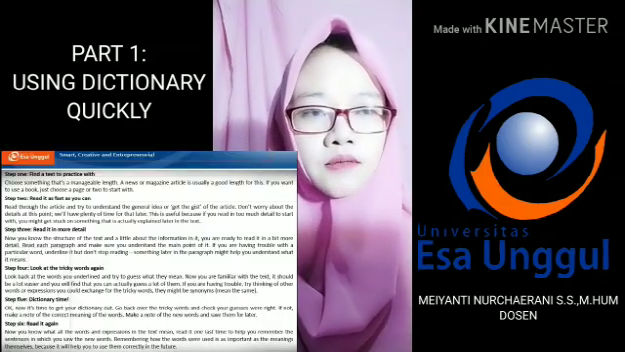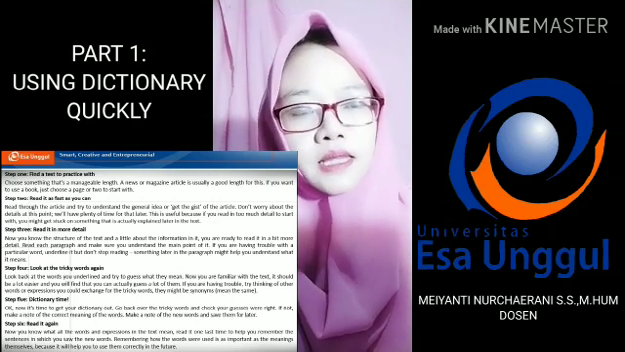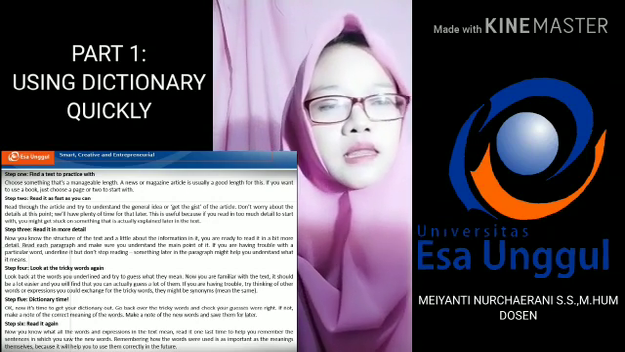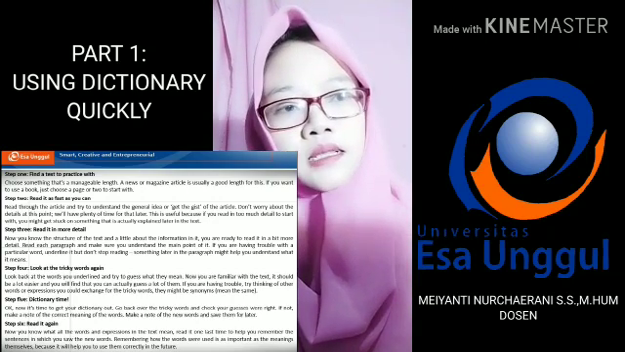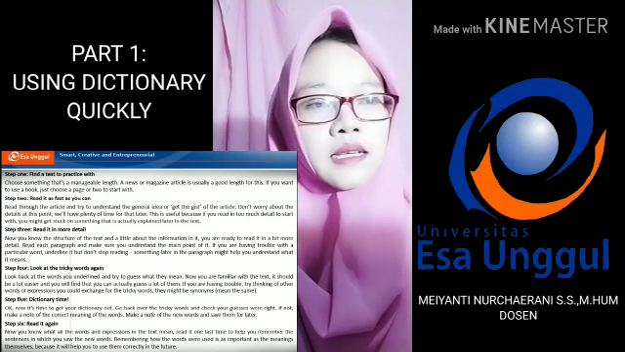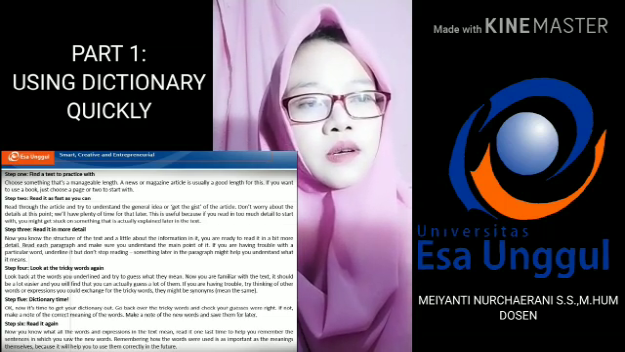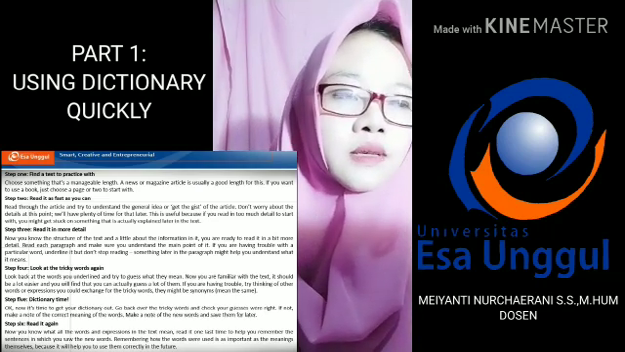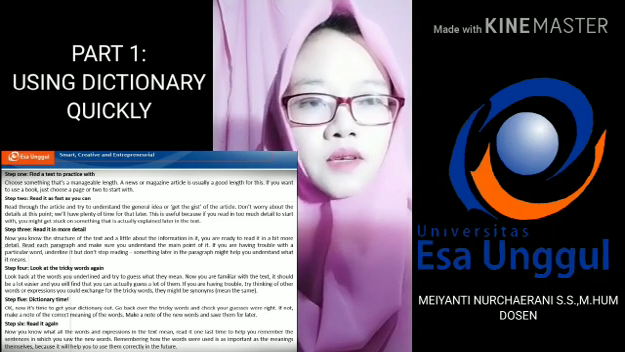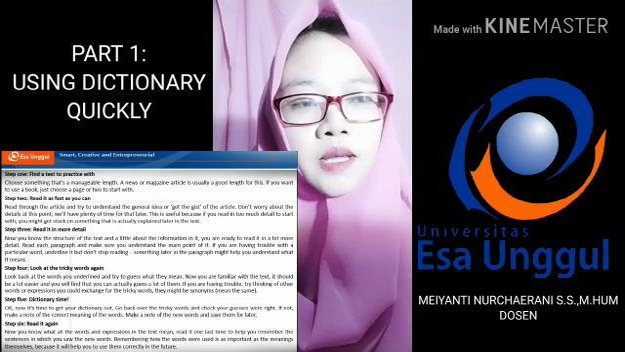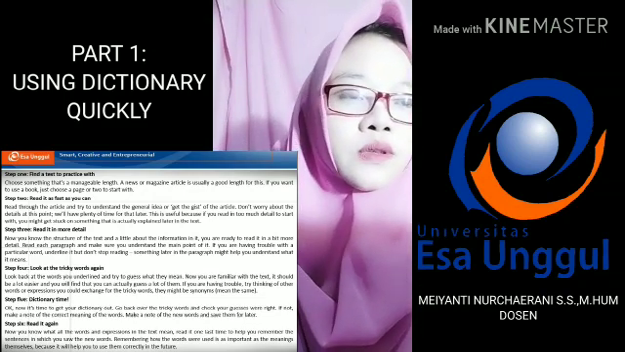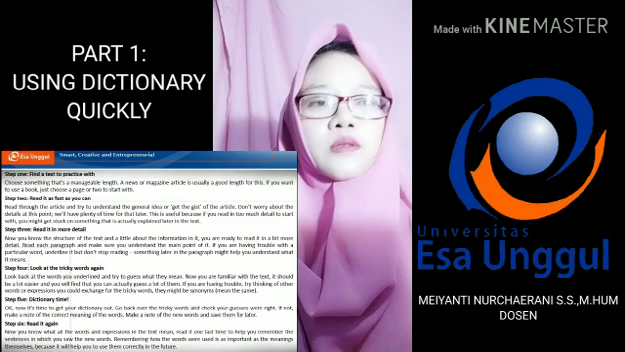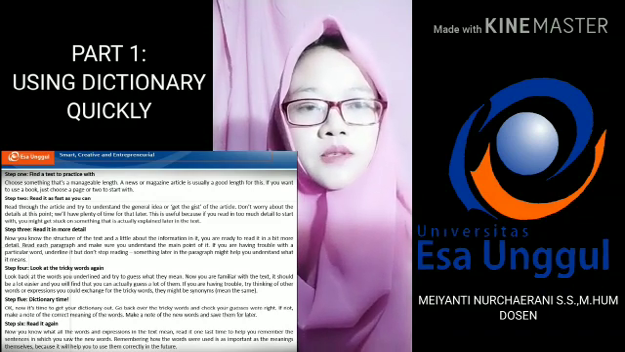Step 1. Find a text to practice with and choose something that's a manageable length. A news or magazine article is usually a good length for this. If you want to use a book, just choose a page or two to start with.